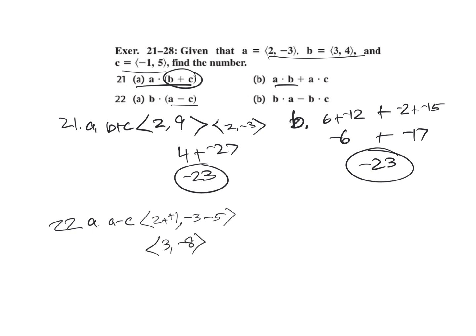And we've got to do the dot product with b. b is 3, 4. So we get 9 plus negative 32, which is negative 23. So 22 is negative 23.